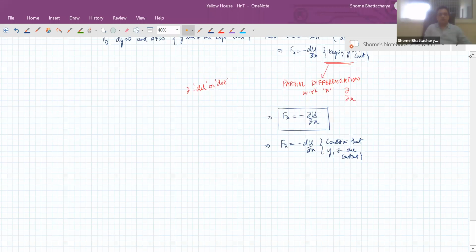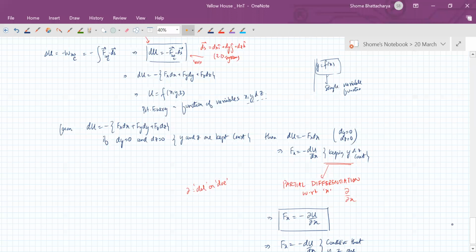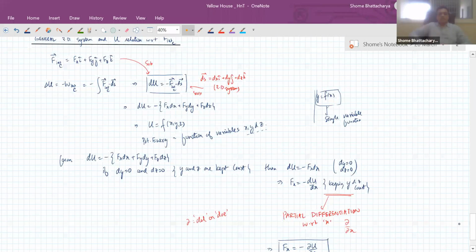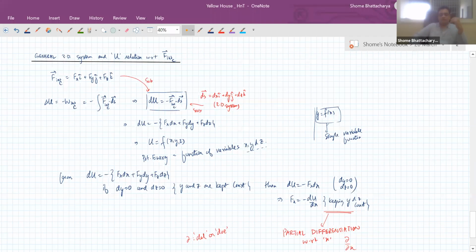Yeah, so except the differentiation variable, the other two are constant, na sir? Yes, yes. That we'll understand with some examples, how to do the partial differentiation. Right now, we just write down the definition of what is partial differentiation. It is differentiation of the function u with respect to x, while y and z are constant.